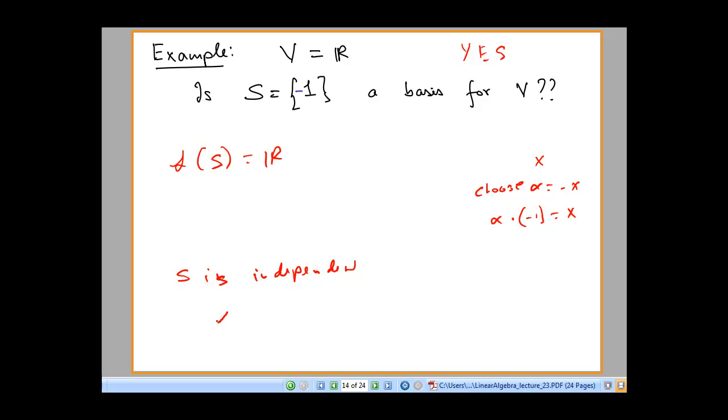Because alpha times minus 1 is equal to 0 implies minus alpha is 0, if minus alpha is 0, alpha is 0. Right, so this is also true. So this collection S is also independent and again spans the whole of R, therefore this is also a basis for this particular vector space V, which is R in this case.